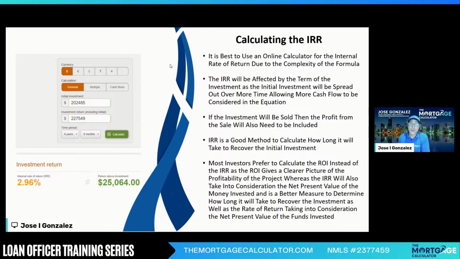So, the moral of the story here is I would probably concentrate, especially when you're dealing with your investors, right? I would probably concentrate on dealing more or analyzing more the return on investment rather than the internal rate of return. So you can make sure that you add value to the transaction.